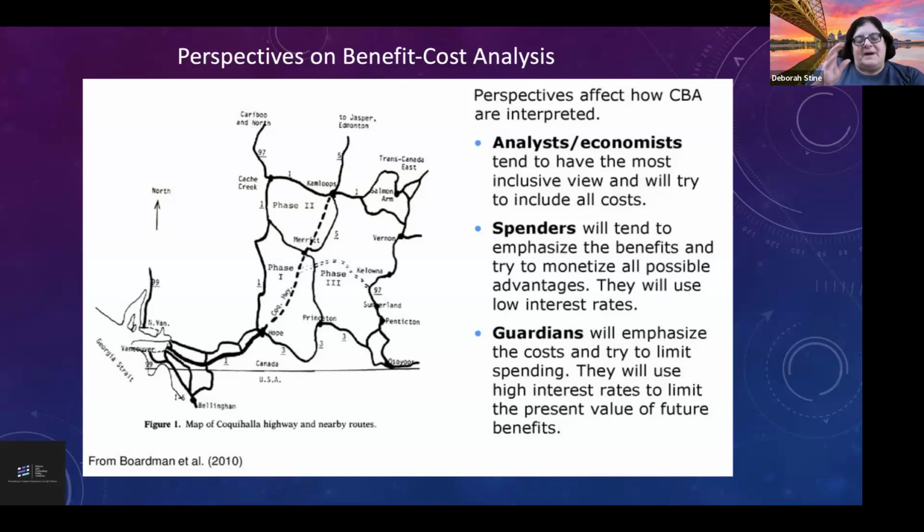So the bottom line is you always want to be very careful in using any sort of benefit cost analysis, and never trust somebody other than the author who is presenting a benefit cost analysis, because they will spin it to whatever suits what they're looking for.